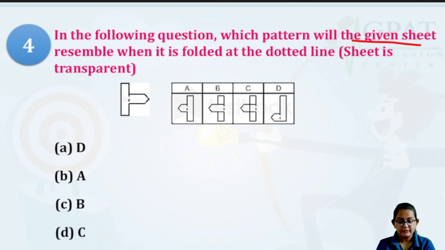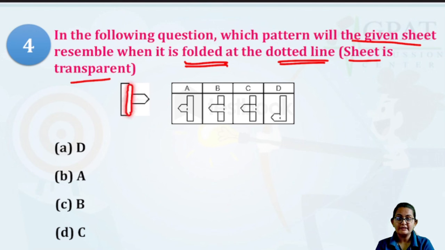In the following question, which pattern will the given sheet resemble when it is folded at the dotted line and the sheet is transparent? This bracket term is very important. If the sheet is transparent and this is to be folded across this line, okay? Let me show you again. So if this sheet is transparent and has to be folded like this, how could it look like this? Because as the sheet is transparent, if we are folding across this way, then this particular sheet is visible through. That's why these lines are also visible.